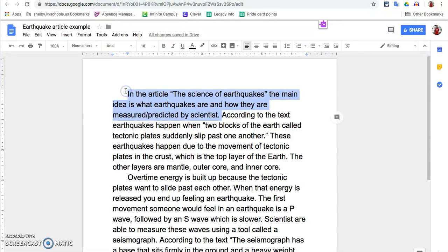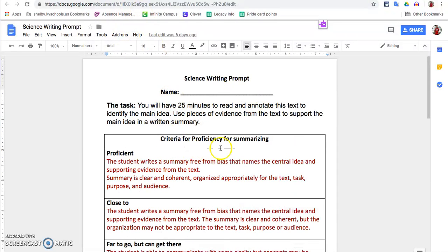Some people stop right there. And if you were to go back and look at your writing prompt, you would notice that that's that part right there. All done and good to go. However, what you didn't do was this part right here.